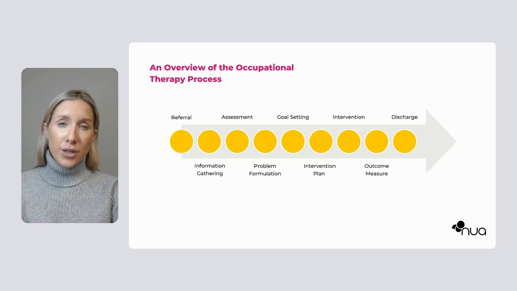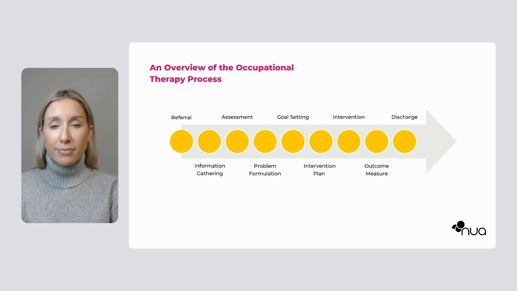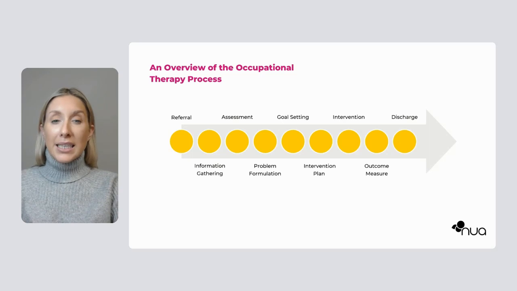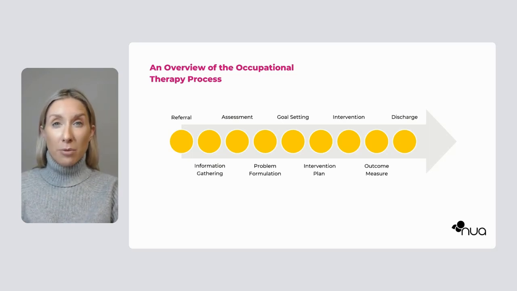The goal setting stage then is a collaborative process between the occupational therapist and the person. It's really important that this is collaborative because then it's meaningful to the person. Next is the intervention plan. The intervention plan is developed based on the goals that have been set with the person. And the next stage in the process is the intervention process, which is the treatment, or the actual engaging of the individual in rehabilitation.